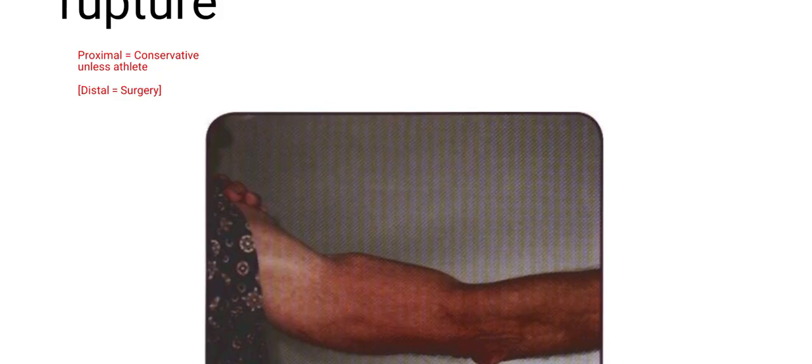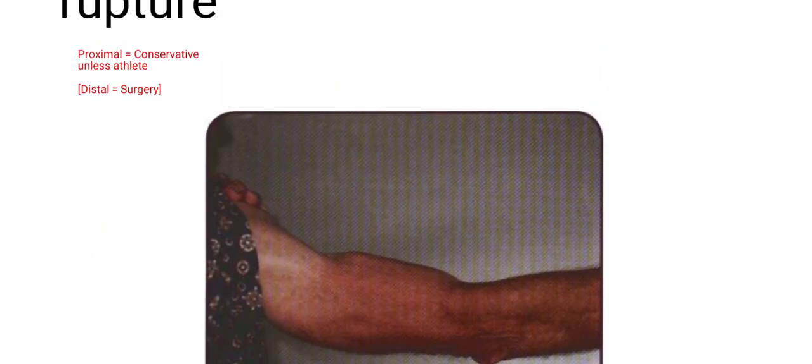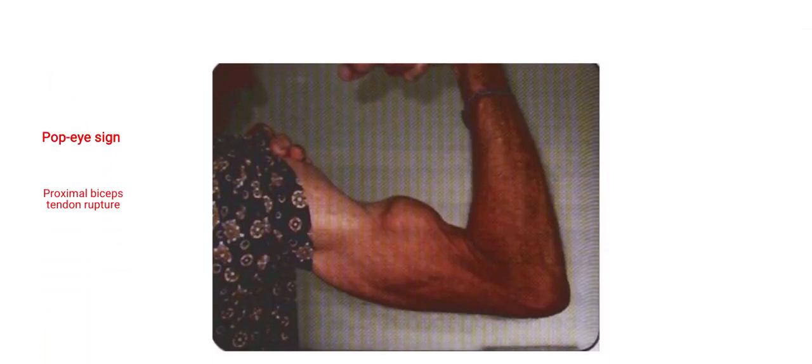Our next picture is the proximal biceps tendon rupture. This is proximal. As we have seen, if it is proximal, then conservative, unless athlete. In an athlete, surgery should be done. If it is distal, then surgery is indicated. If proximal, then conservative treatment. So this is the proximal biceps tendon rupture. This is also called Popeye sign.